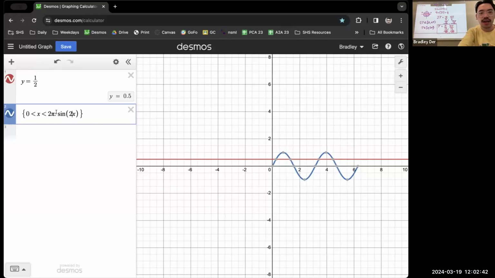If I hop back over into Desmos. So again, I had between 0 and 2 pi, sine of 2x, and I was trying to see where that function equaled 1/2. We had pi over 12, 5 pi over 12, 13 pi over 12. So that matches up with our answer that we wrote there. And then 17 pi over 12 right here. So that looks pretty good.